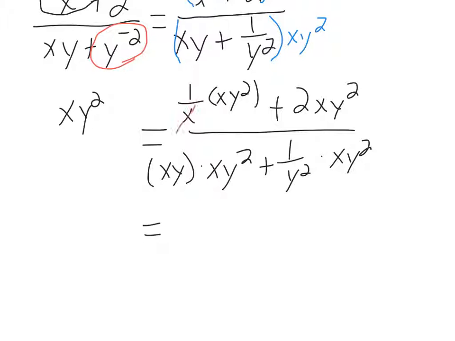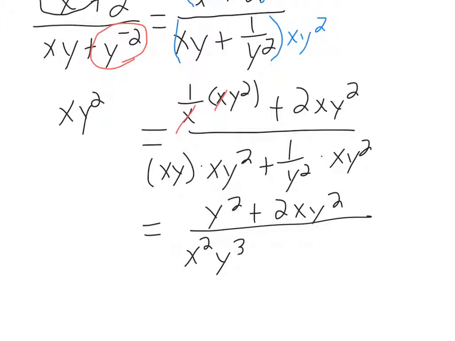These x's cancel, leaving us with y squared plus 2 x y squared, divided by, in the denominator, x squared y cubed plus, this y squared will cancel with this y squared, leaving us with just plus x.